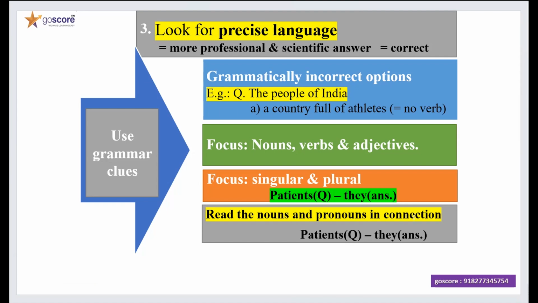Now, read the nouns and pronouns in connection. If they give patients in the question, it should be they, not it, or he or she, whatever it is. Okay. So you need to be very careful when you read the answer options. If there is a grammatical mistake, that would not be your answer.